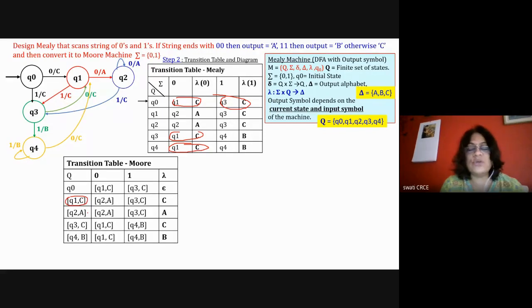So here Q1 is always with the output symbol C. So I am writing it as the second state, and the output symbol for that state is C. Then you write down for Q1 with 0 is Q2A. Combine them and write it here. Then with 1 it is Q3C. So write here Q3C.